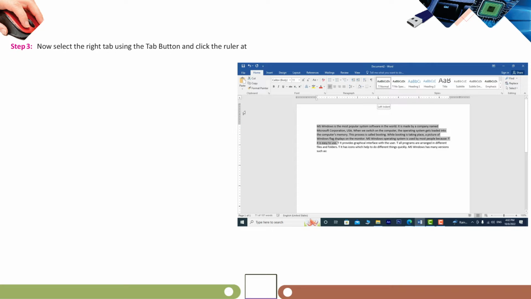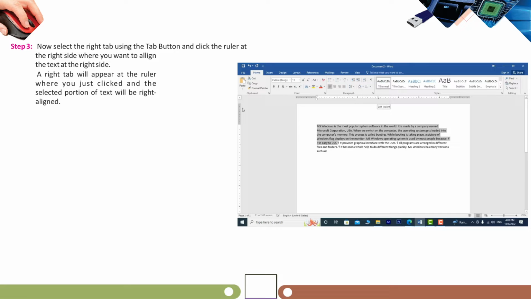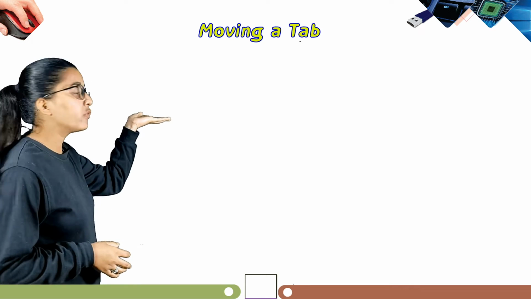Now our step 3 is to select the right tab using the tab button and click the ruler on the right side where you want to align the text. A right tab will appear at the ruler where you just clicked and the selected portion of text will be right aligned. Now students, let's jump to our next topic, that is moving a tab.